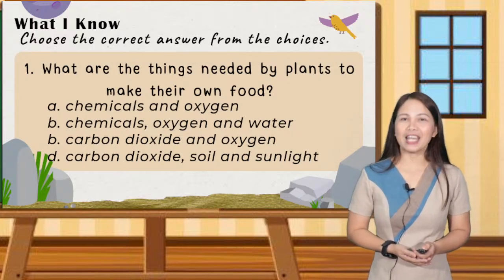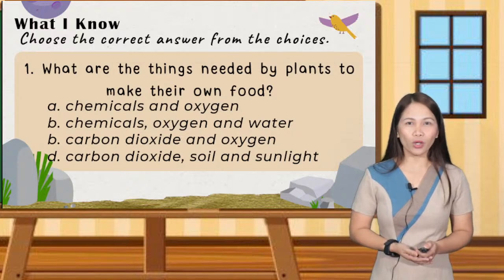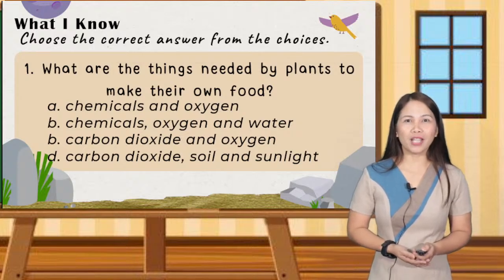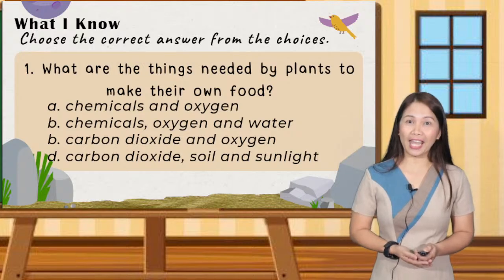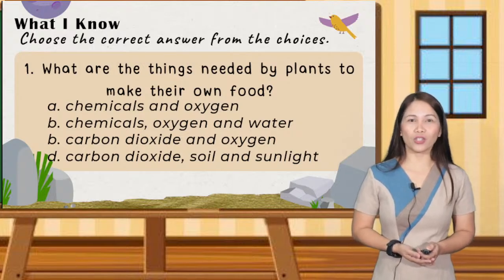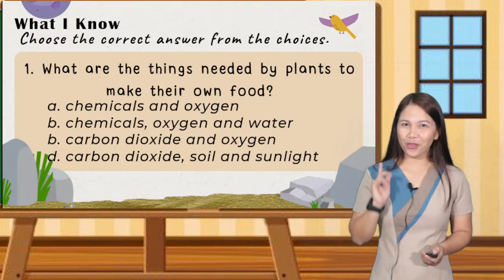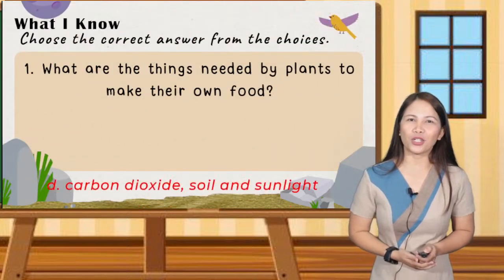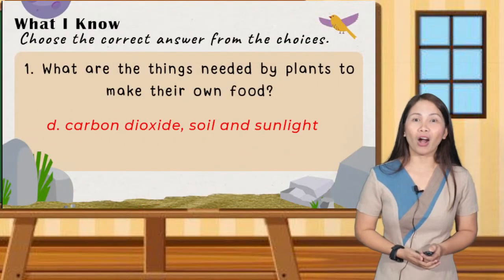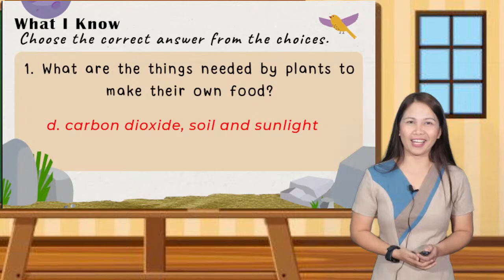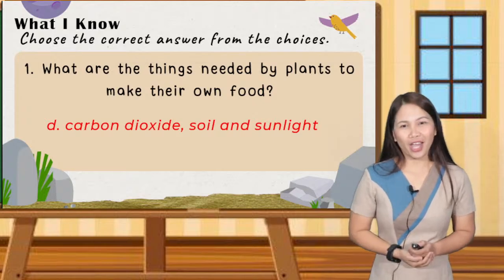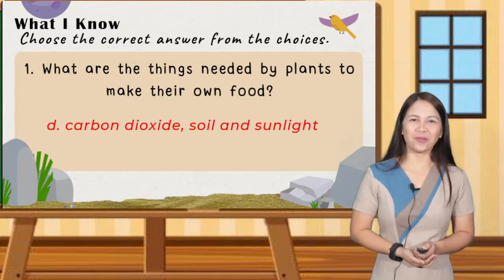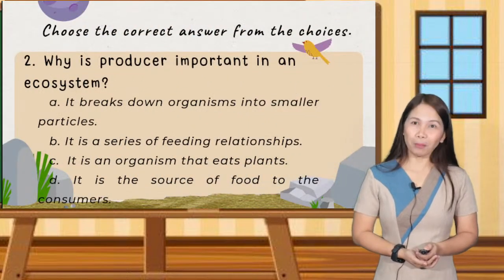Is it A, chemicals and oxygen, B, chemicals, oxygen, and water, C, carbon dioxide and oxygen, and D, carbon dioxide, soil, and sunlight? 5, 4, 3, 2, 1. Ball pens up. The correct answer is letter D, carbon dioxide, soil, and sunlight. Did you get it correctly? I hope so. Next, number 2.